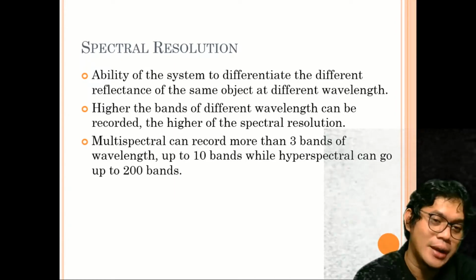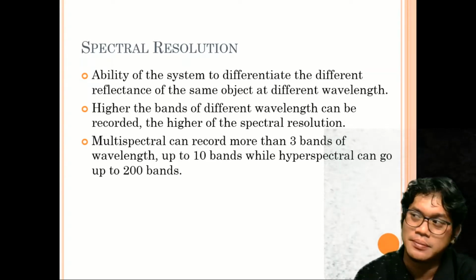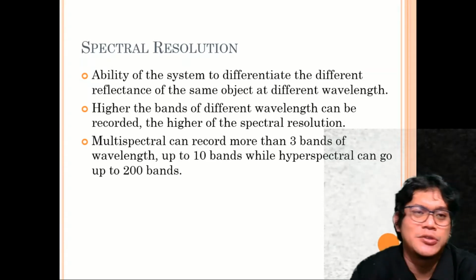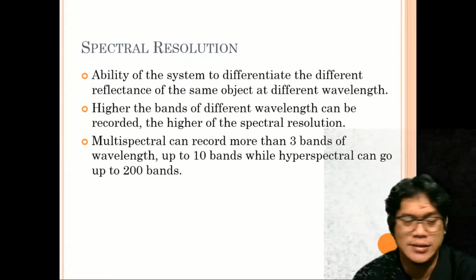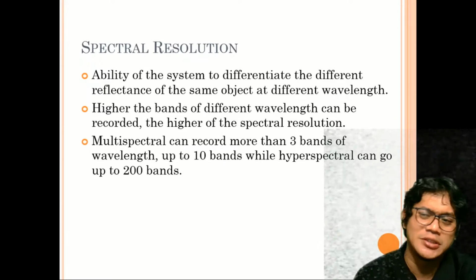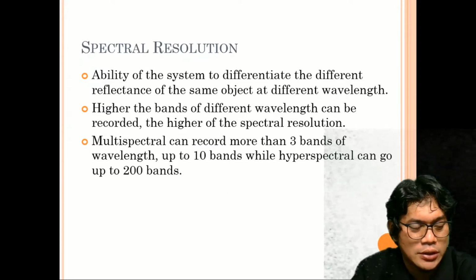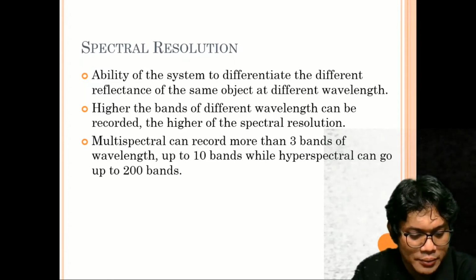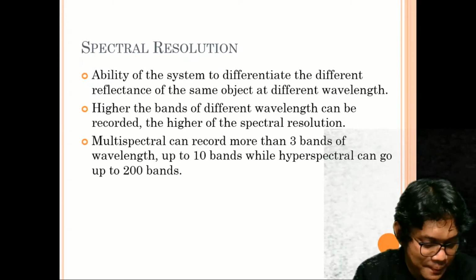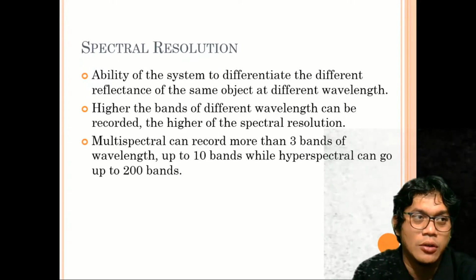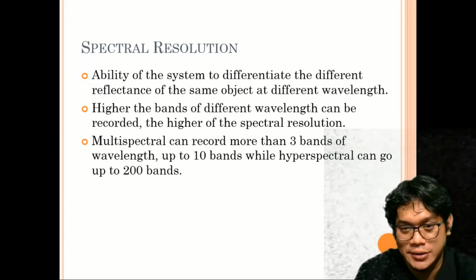And we do have 2 types of spectral resolution for the system, and the first is multispectral. If you have ever used normal satellite images, let's say Landsat, let's say QuickBird, those images that you can find on Google, what do you call it, Google Maps, yeah. Basically, the images came from those satellites.